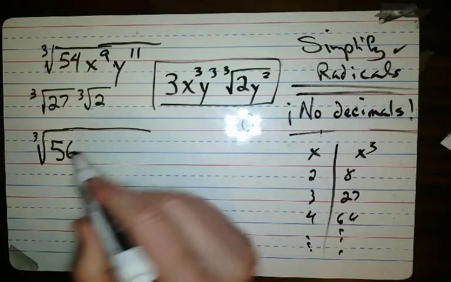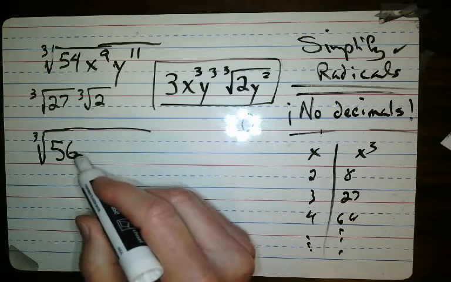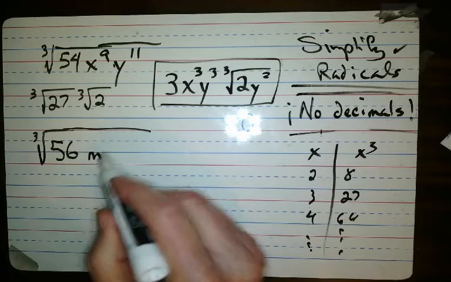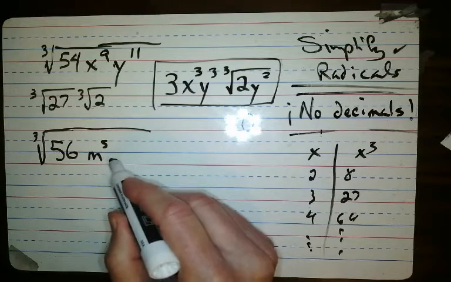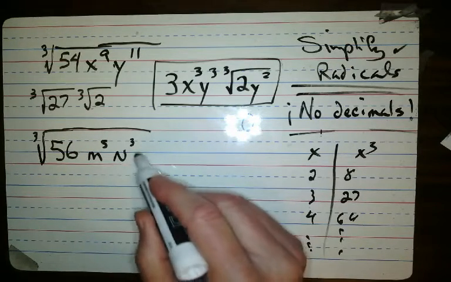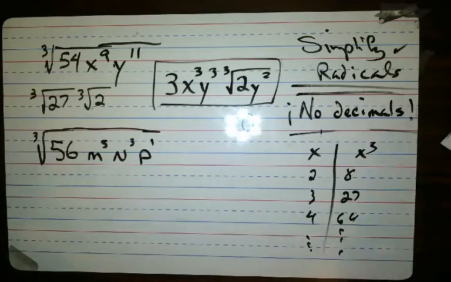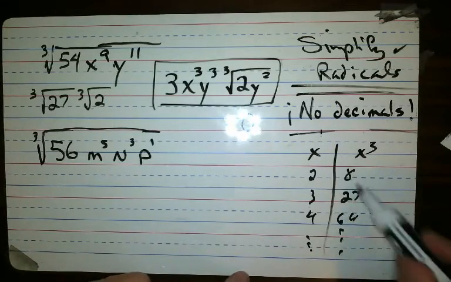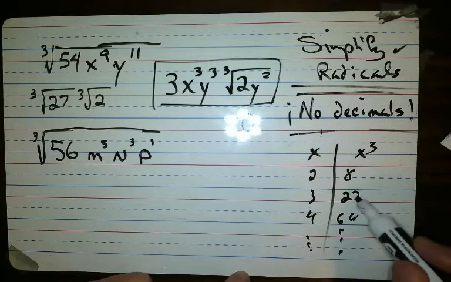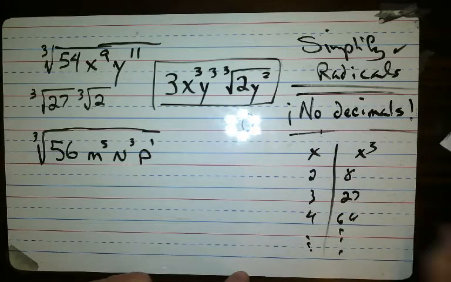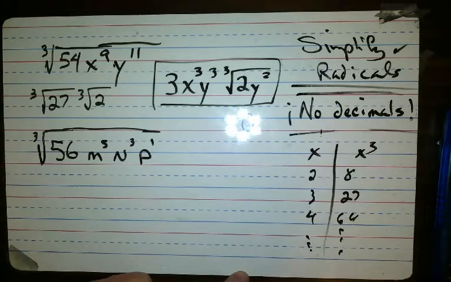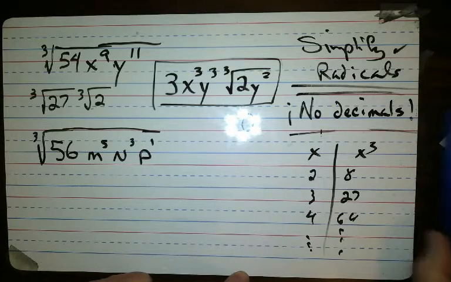56, and we'll do M5, N3, and P1. How about that? Now, 56. Is 56 divisible by 64 or 27? No. How about 8? I think so. 56 divided by 8, that is 7.